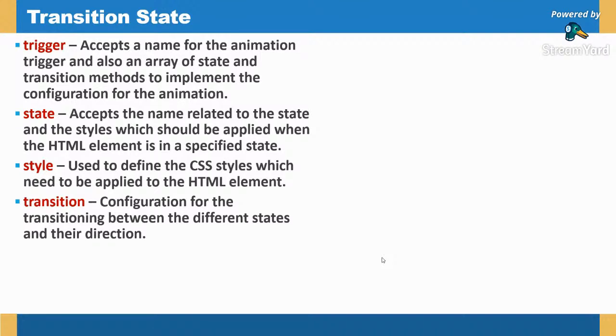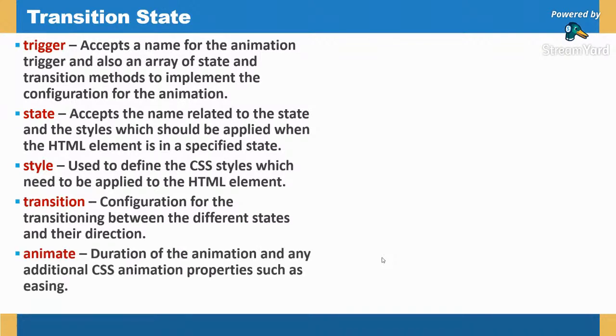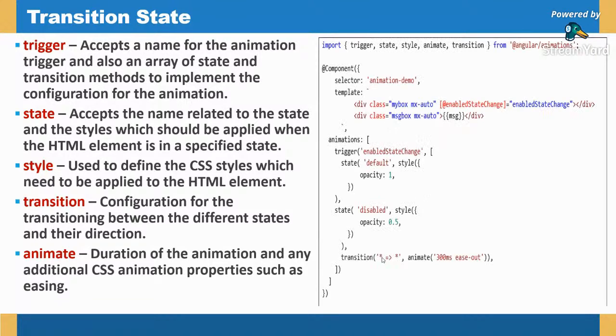So these are the four keywords which we need to include in the animations part. And the last one is animate. Animate is basically an attribute of the module. So the duration of the animation and any additional CSS animation properties such as easing, scaling out, can be mentioned in the animations. So this is an example, code snippets regarding the animations.